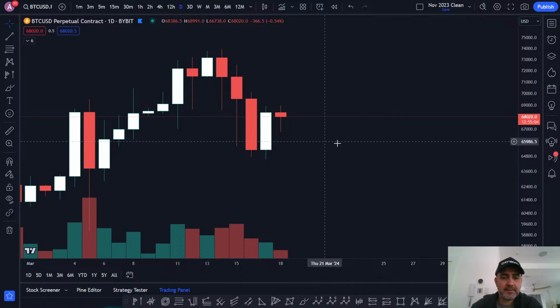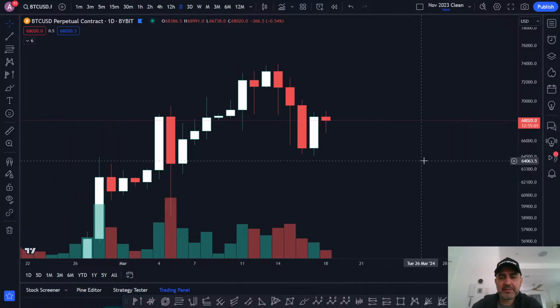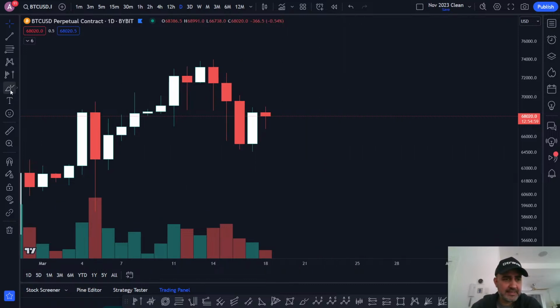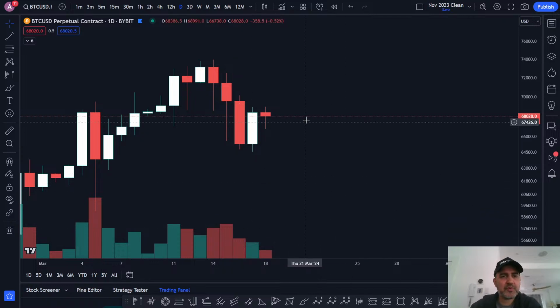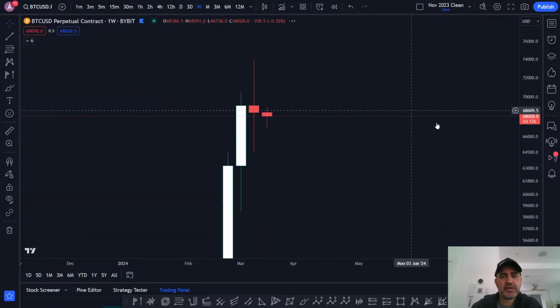Okay. The other thing to bear in mind, and I mentioned this in yesterday's stream, is that we had increasing volume, and then yesterday we had decreasing volume. You see that? Decreasing volume. So it's a low volume drop, which is potentially bullish too. So we have a lot of bullish signals right now that we're seeing on the charts.